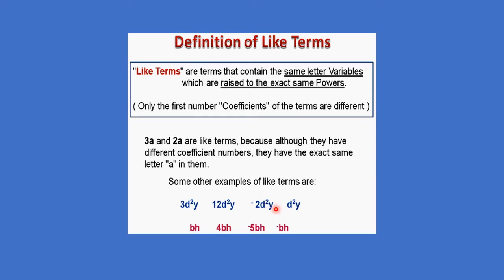And if there's no coefficient in front of a variable, it's considered 1. It's understood to be 1. Here at the bottom, we see these BHs. They are like terms. BH, 4BH, negative 5BH, or just negative BH, because that would be understood to be a negative 1 in front of that BH. All of those are considered like terms.